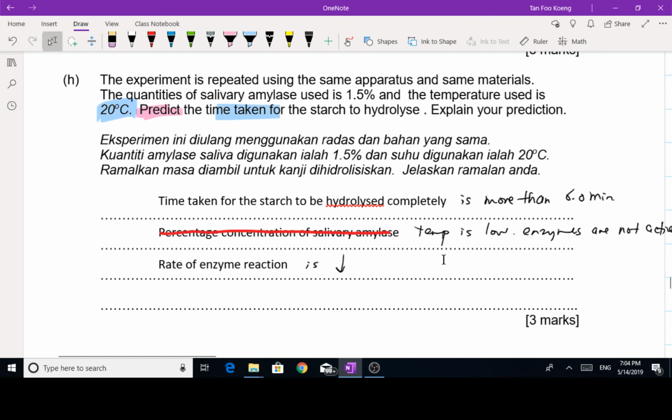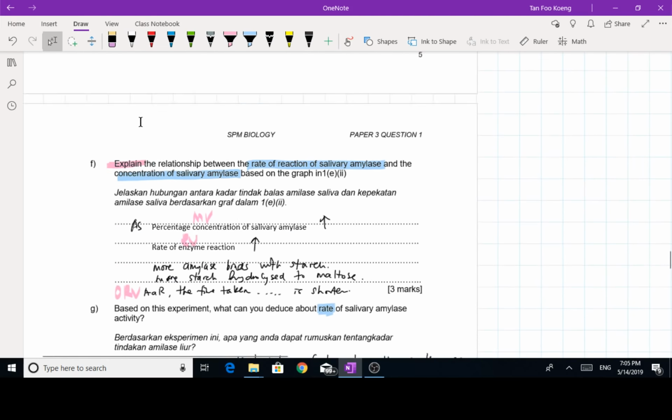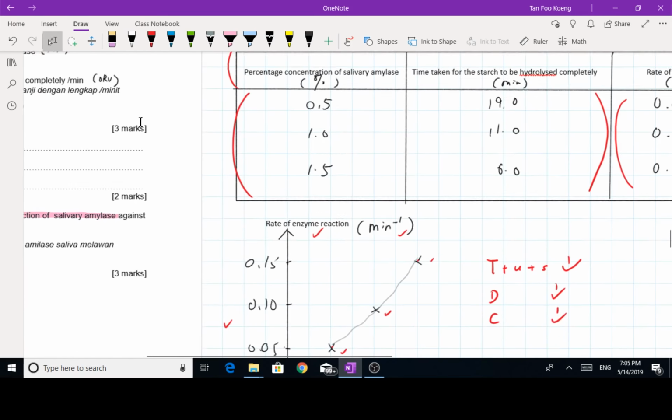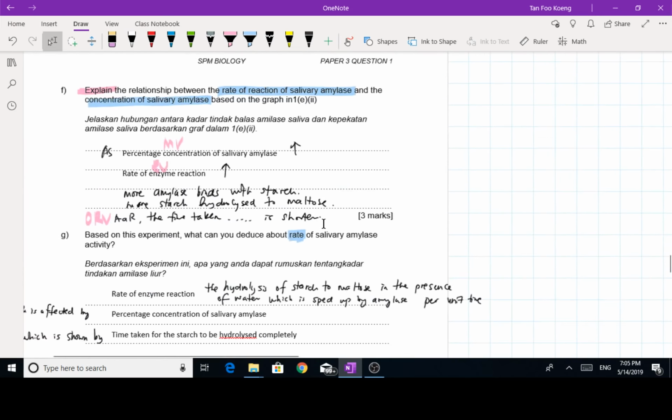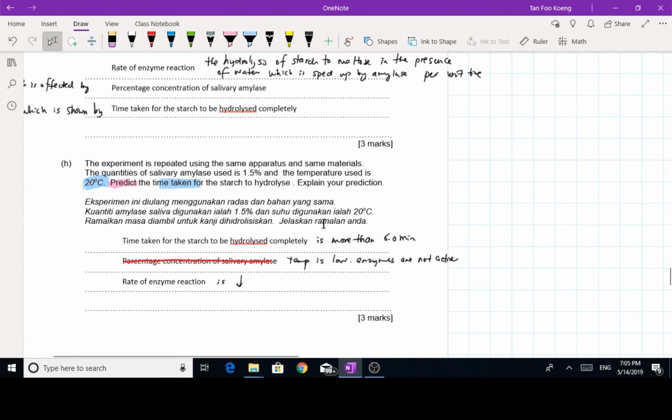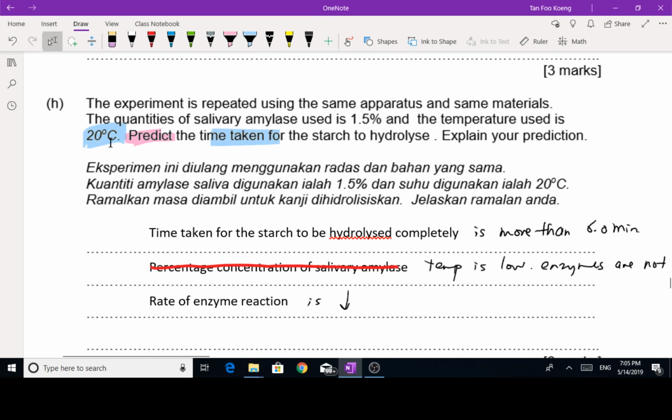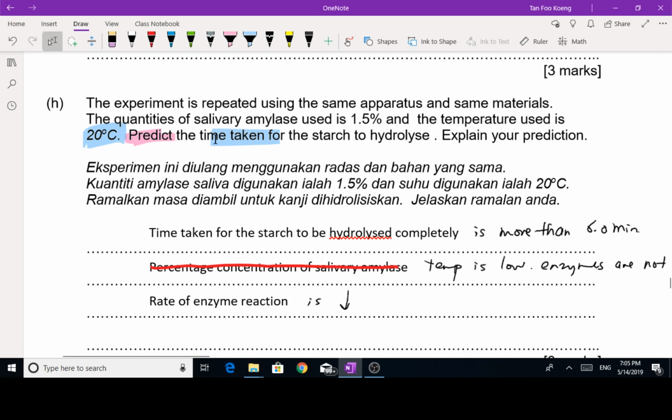Now, H. The experiment is repeated using the same apparatus and material, but the quantity of the salivary amylase used is 1.5, and the temperature used is 20 degrees Celsius. Now, if you look at the table just now, when the percentage concentration of salivary amylase is 1.5%, the temperature was actually kept at 37 degrees Celsius. Right now, you repeat the same experiment at a lower temperature, which is 20 degrees Celsius. So we are to predict the time taken, predict the ORV, and explain your prediction.